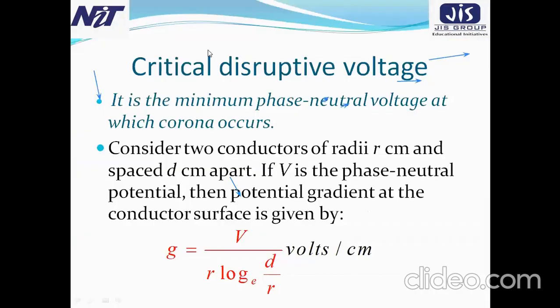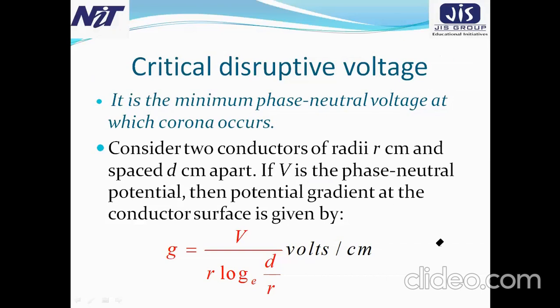So the point is very easy to remember: what is the critical disruptive voltage? I already discussed this, that it's the minimum phase neutral voltage at which corona occurs. So that much voltage needs to be reached. For that we have to consider two conductors of radius small r centimeter and spaced small d centimeter apart. I already showed what the distance is. So that is the spacing.